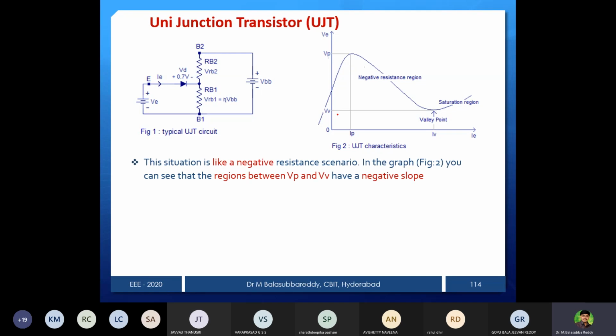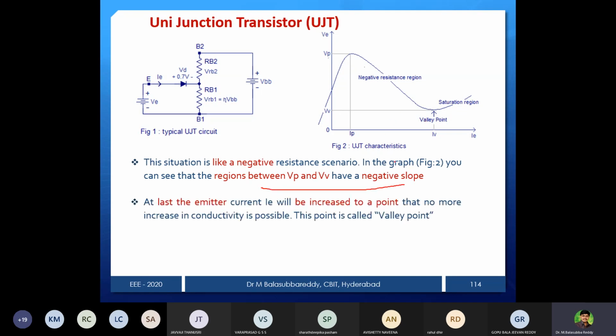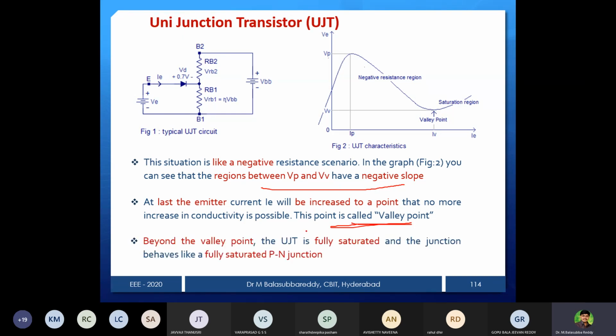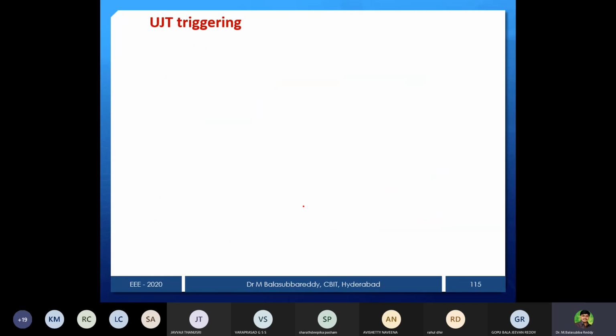Now we will start using it. That's what I mentioned: the valley voltage is a negative slope. Once it reaches the valley voltage, automatically the device is going to turn off. It cannot withstand conducting continuously. Then the device is going to turn off. Beyond that valley point, the UJT is going to be off. That's the only point here.